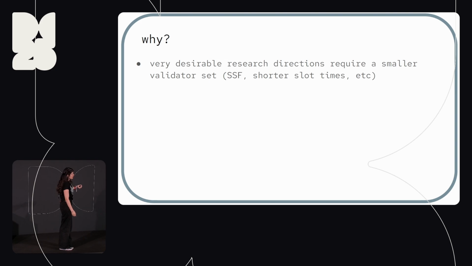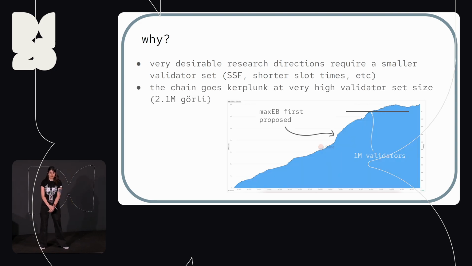So why would we want to do this? It's very desirable for research directions that require a smaller validator set size, something like single slot finality or shorter slot times or other research directions, because these large validator set sizes require a lot of signature aggregation, which is computationally really heavy.